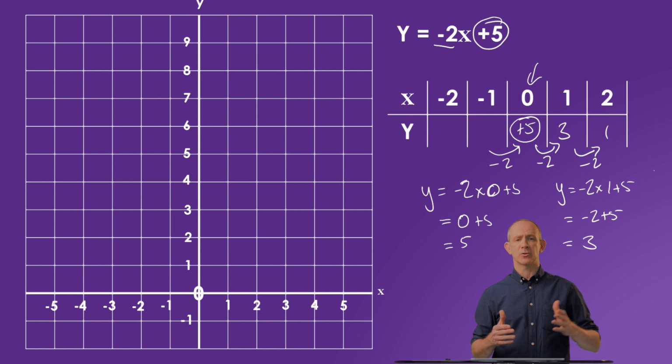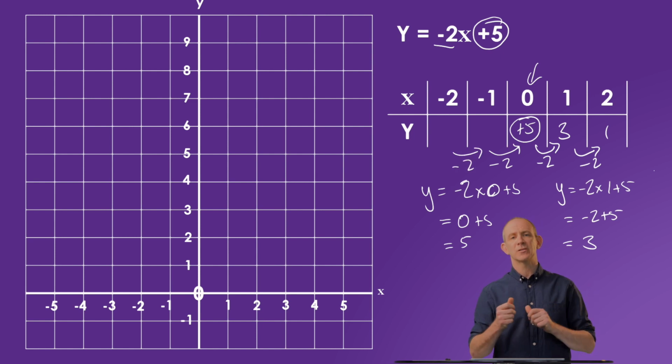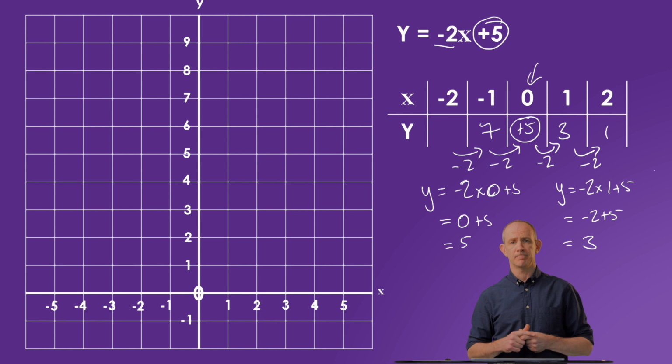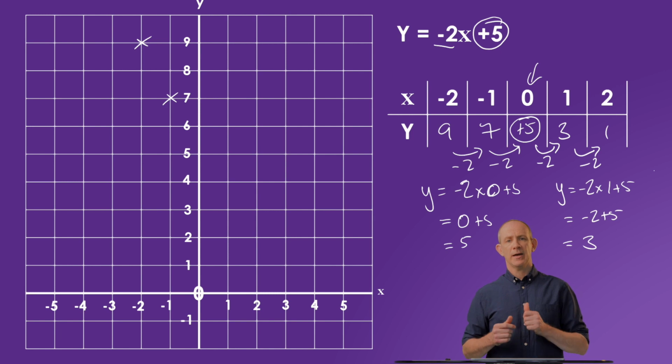Now that means when we go to the x value of negative 1, it's going to be 7 because it's going to increase going that way. And the x value for minus 2 will give us a y value of 9. We can then plot these all on the grid. X is minus 2, y is 9. X is minus 1, y is 7. X is 0, y is 5. X is 1, y is 3. X is 2, y is 1.